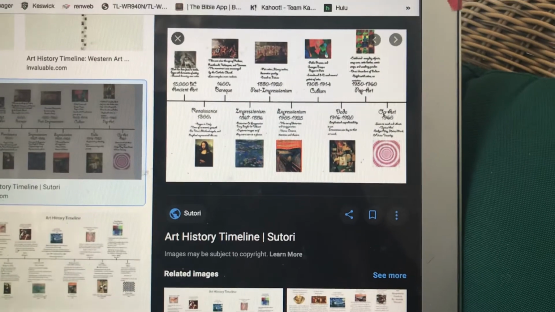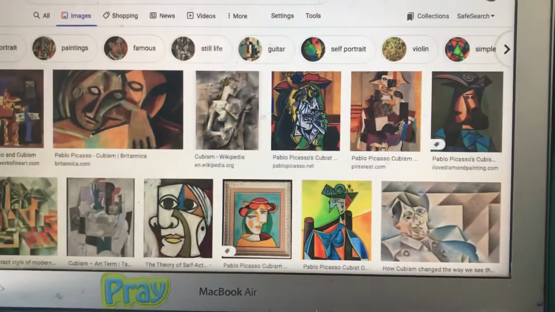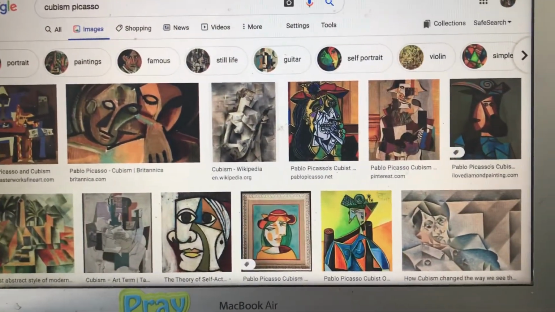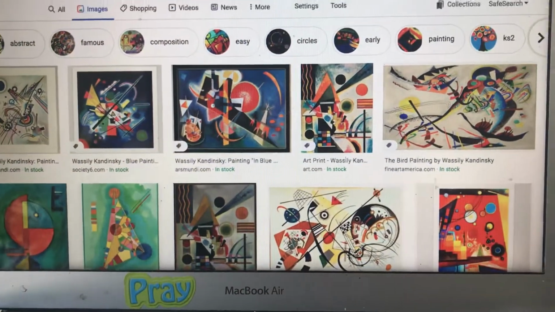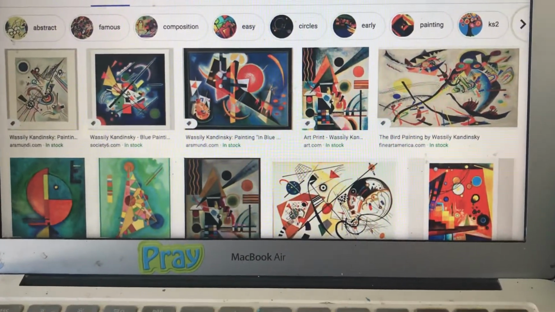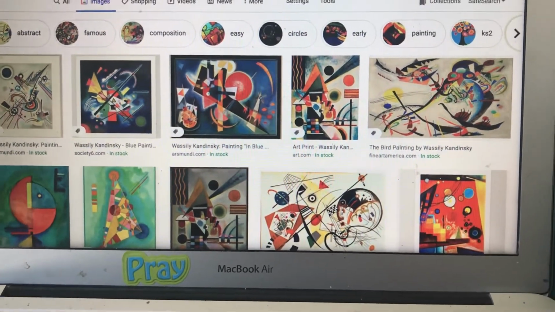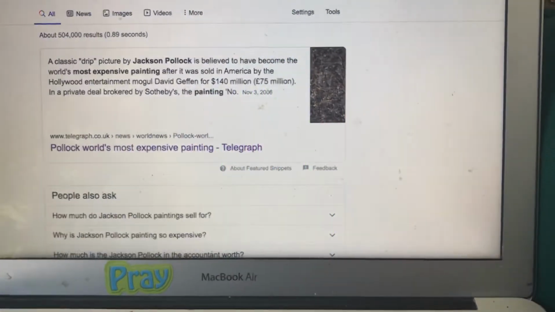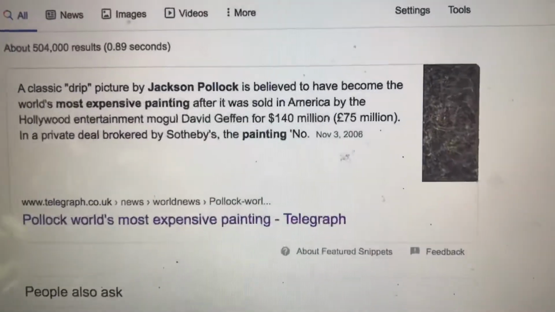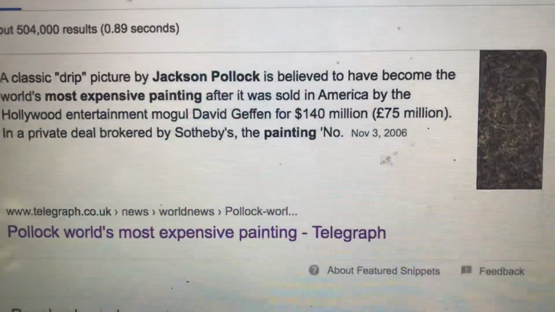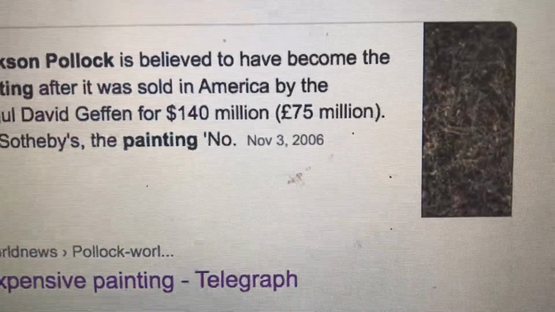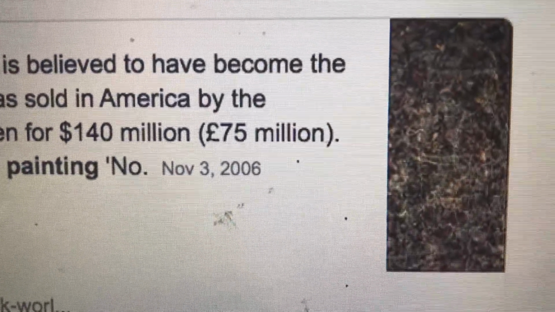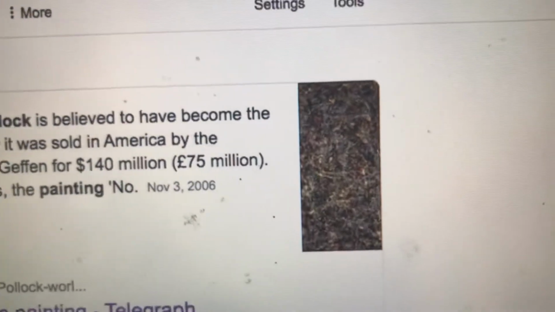So we're going to look at Cubism by Picasso, where he started to use geometric shapes to loosen up in the modern period. Kandinsky, where he uses some geometric shapes, some watercolors, some swiggly lines, elements of art. And we're going to end with Jackson Pollock. Check out how much his splatter art sold for. Yep, $140 million for his splatter art. And we are going to do it together, my friends.